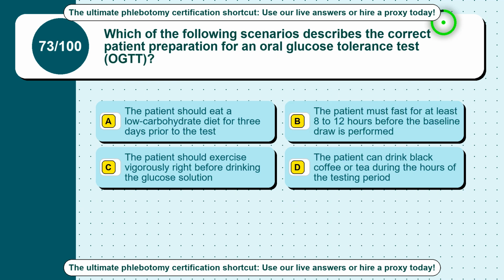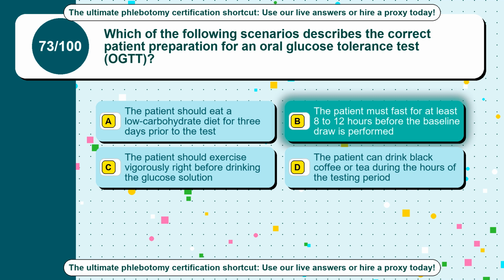Question 73. Which of the following scenarios describes the correct patient preparation for an oral glucose tolerance test, OGTT? Option A. The patient should eat a low-carbohydrate diet for 3 days prior to the test. Option B. The patient must fast for at least 8 to 12 hours before the baseline draw is performed. Option C. The patient should exercise vigorously right before drinking the glucose solution. Option D. The patient can drink black coffee or tea during the hours of the testing period.